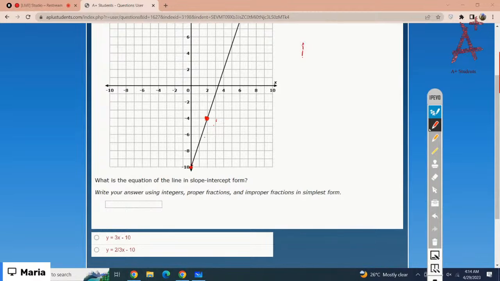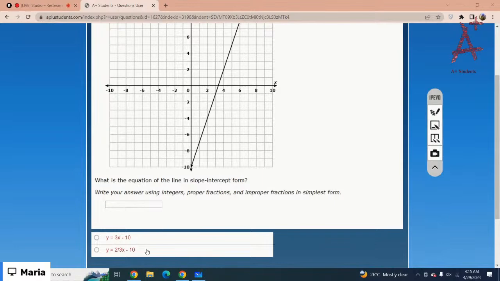Okay, you have 1, 2, and 1, 2, 3, 4, 5, 6. It would be slope equals 6 over 2. That would be 3. So it is y equals 3x minus 10. So equation number 1 is the correct option. Y equals 3x minus 10. So equation number 1 is the correct option. Got it?